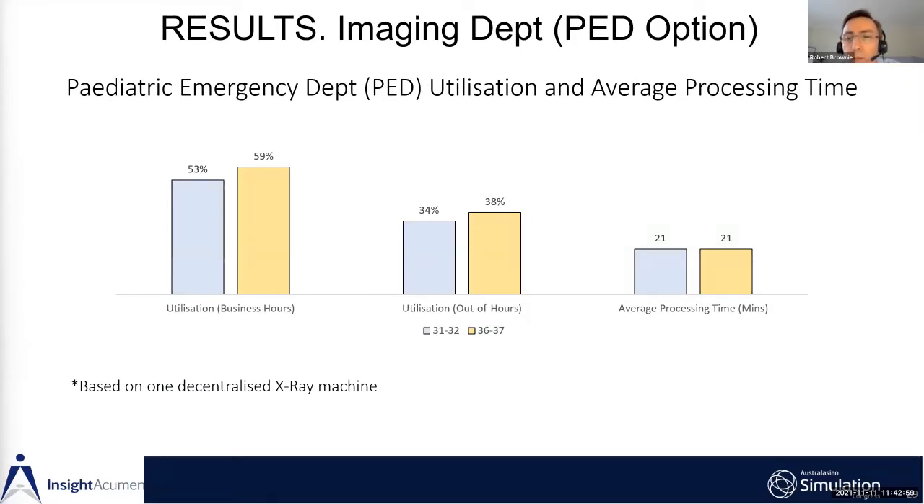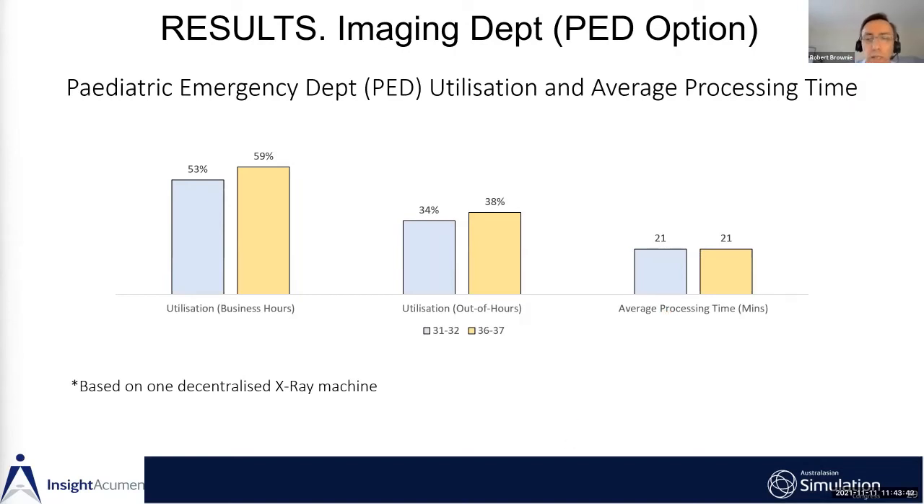This particular demand can be unpredictable and place extra demand on the imaging department. Through our discussions, we pinpointed that X-ray machines were a resource in high demand. So we tested the possibility of a dedicated X-ray machine for pediatric emergency. Both samples, 31-32 in blue, 36-37 in the yellow color, showed that a new decentralized resource for X-ray would be well utilized, but demand was not significant. And with only a slight improvement in average processing time, 21 minutes compared with 24 for current state, there was no clear justification to have an additional X-ray machine in pediatric emergency.